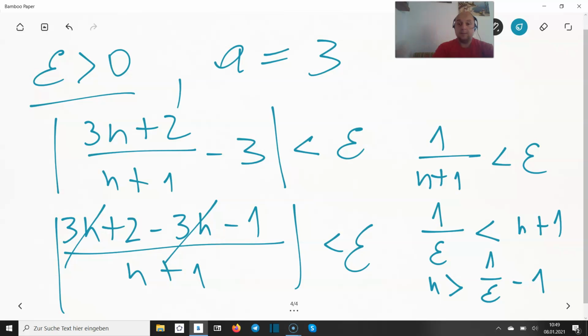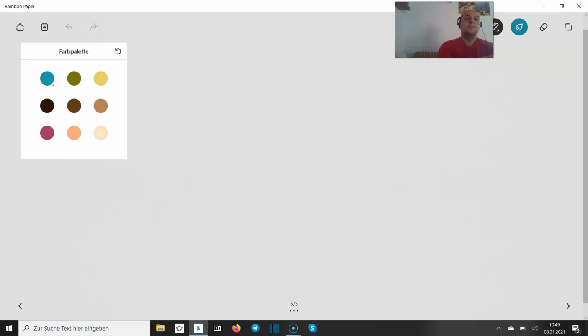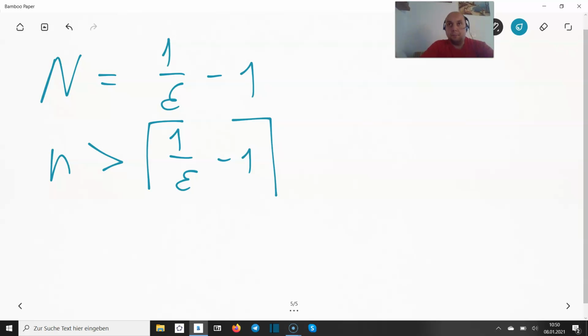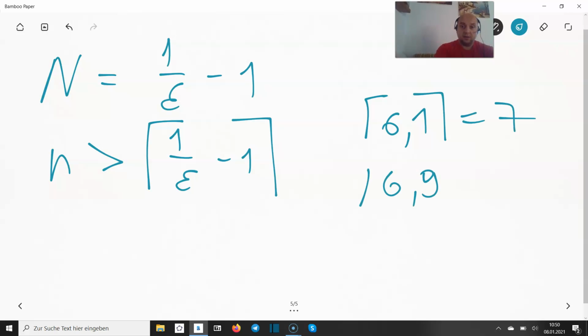All right? Maybe you've heard about ceiling function or floor function. Those are so-called Gauss functions. So let's have a look. Let's define our N as 1 divided by epsilon minus 1. And we say for all n's bigger than the ceiling of 1 divided by epsilon minus 1. That means we are taking the smallest natural number above it. Let me clarify this idea. So 6.1, for example, the ceiling is 7. 6.9, the ceiling is also 7. So the closest number which is bigger or equal to the given number. All right, so this is the idea. And if we define it this way, we always have the value of n which we're looking for.